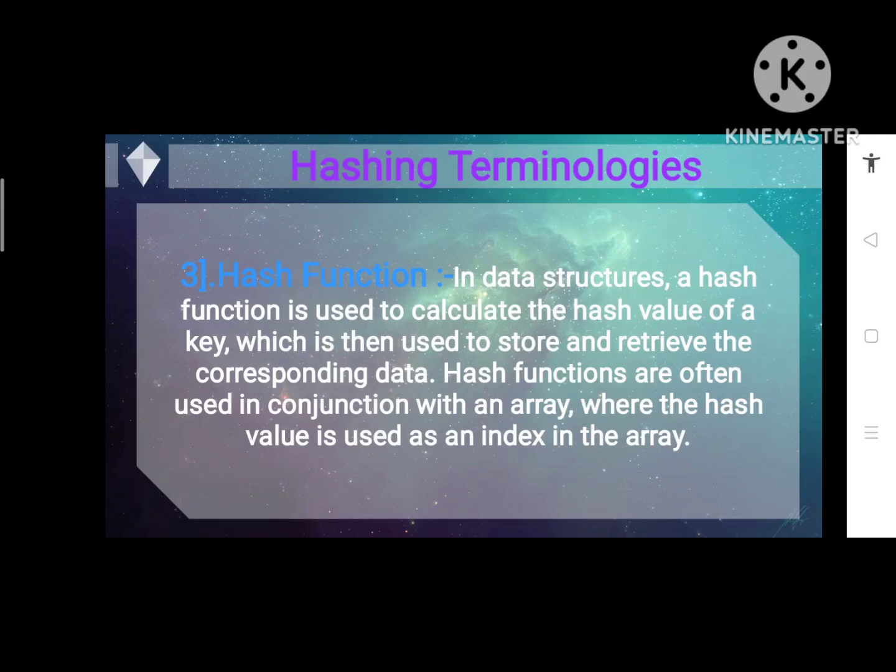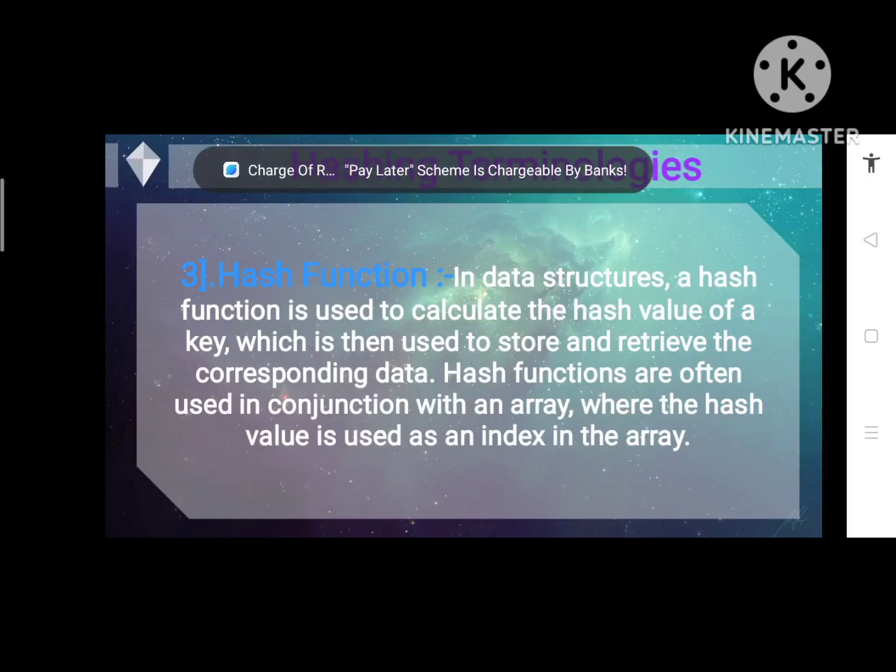Hash function. What is a hash function? A hash function is a data structure used to calculate the hash value of a key, which is then used to store and retrieve the corresponding data. Hash functions are often used in conjunction with an array where the hash value is used as an index in the array.